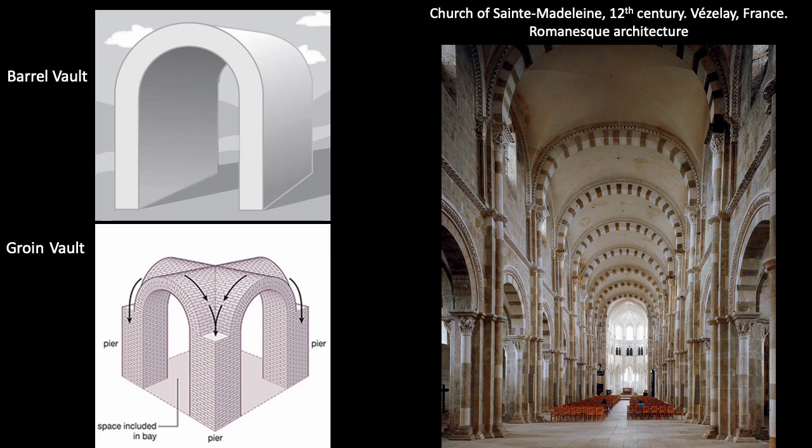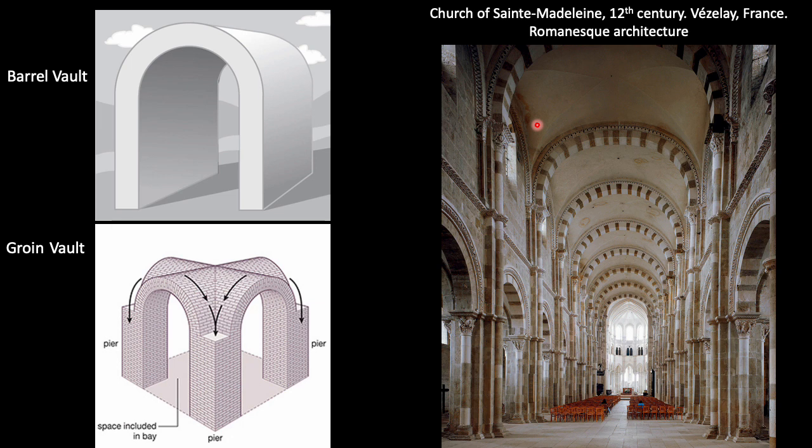Romanesque churches feature solid masonry walls, huge rounded arches and barrel vaults, and you can kind of see that in this photo on the right here, which shows the Church of St. Madeleine at Vézelay, France. This was constructed in the 12th century. So the use of stone barrel vaults really creates a more spacious interior, both horizontally and vertically there.